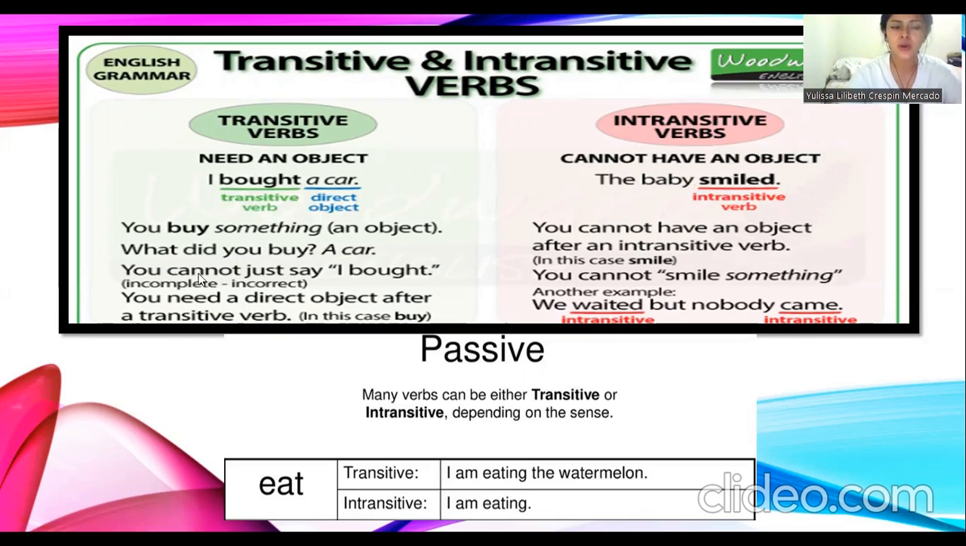In this case, you say, what did you buy? A car. And here, a car is an object, but you cannot just say I bought, because it's incomplete or incorrect. You need to have a direct object after a transitive verb, which in this case is a car. And in the case of intransitive verbs, you cannot have an object after an intransitive verb. In this case, smile. You can't say smile something. And another example, we waited but nobody.